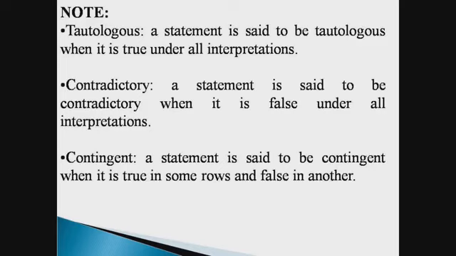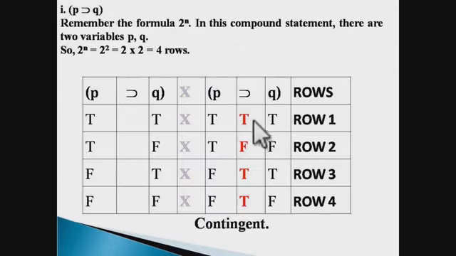So we can come back here now to inspect our table under this. We see we have true, we have false, we have true, we have true. So there is a combination of true and false. So for that reason, this statement is contingent. You just say contingent, that's all. So it's not tautologous, it's not contradictory, but it is contingent because it's a combination of true and false.